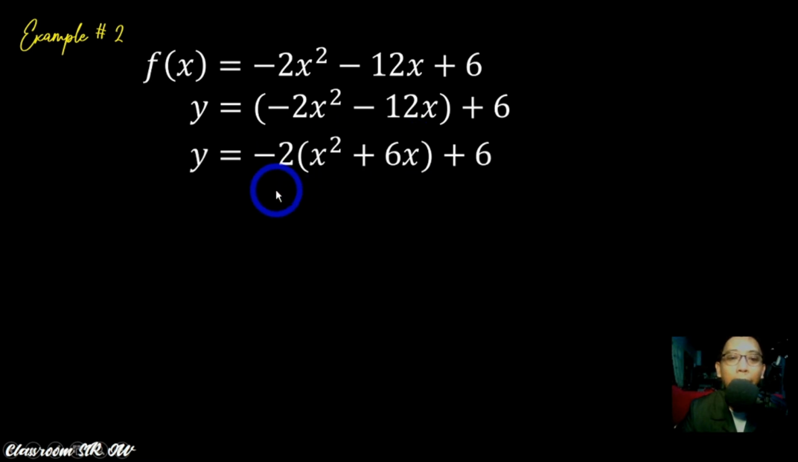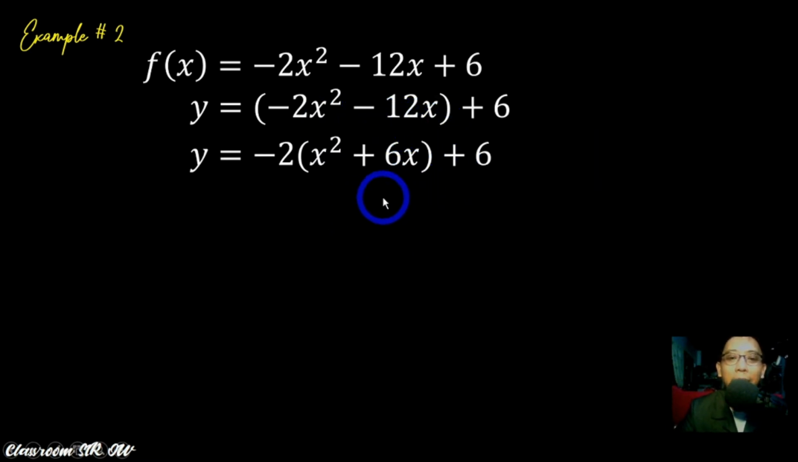So we have negative 2. Negative 2x squared divided by negative 2 is x squared. And negative 12 divided by negative 2 is 6, copy x plus 6. Or, if you distribute negative 2 to each term inside the parentheses, we will arrive at the same expression, which is negative 2x squared minus 12x.